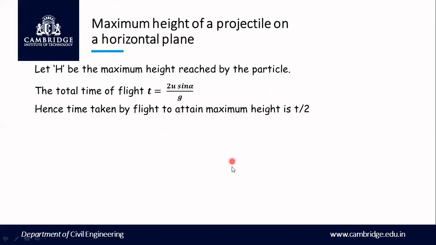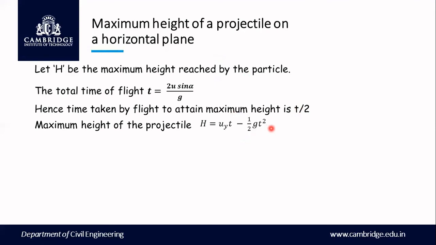So to complete the whole parabola from starting to ending, the time taken is t is equal to 2u sine alpha by g. To exactly attain the maximum height, it will be exactly half of this time. So I take t by 2 to reach the maximum height. So once I get the time, I can easily calculate the height. So maximum height of the projectile h is equal to uy t minus half gt square.